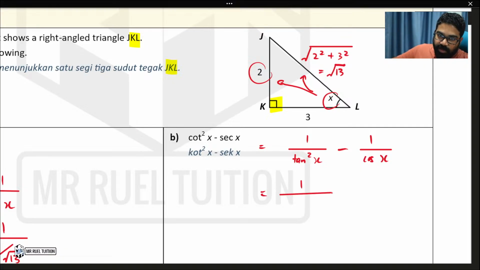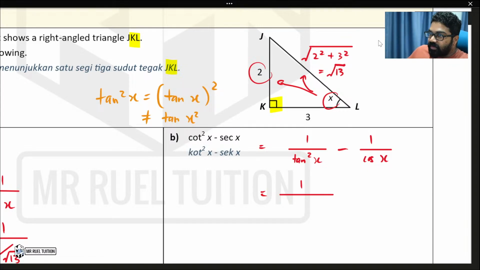So tangent square x is actually, you must understand this, tangent x to the power of 2. It is not the tangent of x square. Understand the difference? It is the square of tangent x, not tangent of x square. Okay, so that means find tangent first.